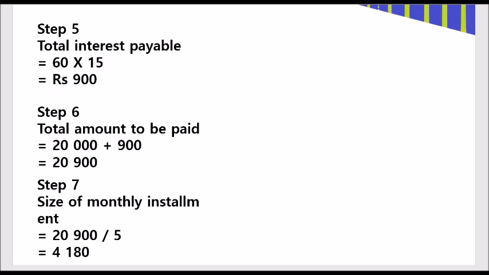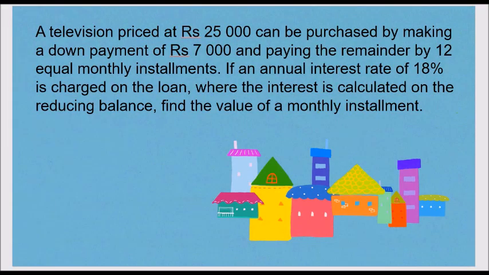You can see there is a question. Look at the screen, a television priced at 25,000 rupees can be purchased by making a down payment of 7,000 rupees and paying the remainder by 12 equal monthly installments if an annual interest rate of 18% is charged on the loan, where the interest is calculated on the reducing balance. Find the value of a monthly installment.